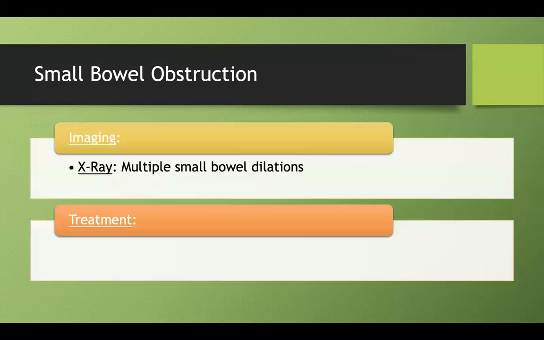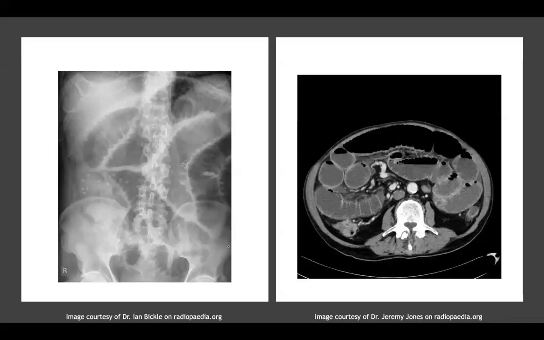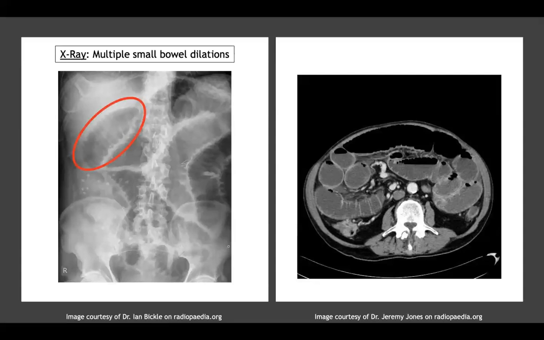On imaging, you're going to see multiple small bowel dilations on X-ray, and you might see something called air fluid levels on CT. So on the X-ray to the left, it should be pretty obvious that these bowels are very, very dilated. And on the CT imaging, there's a few different examples of air fluid levels. So you can see that right here. That's suggestive of a small bowel obstruction.